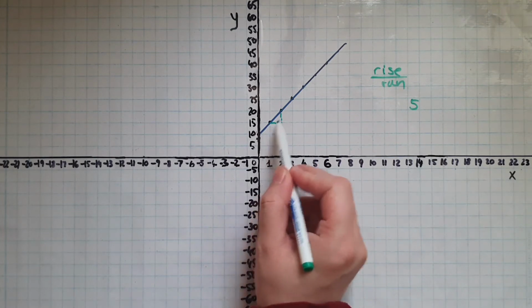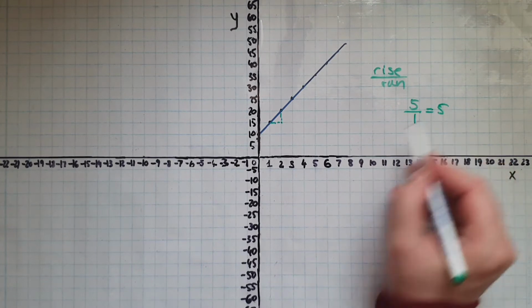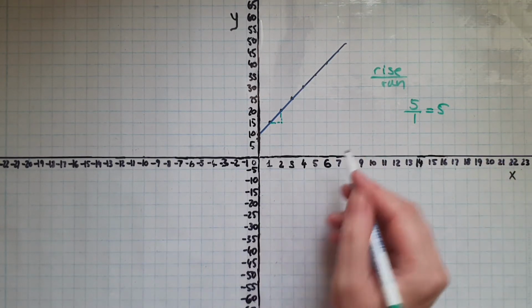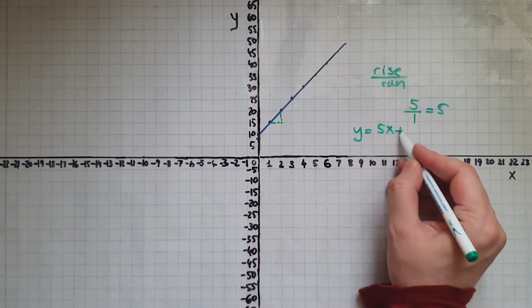It's 1 here, but not here. So 5 over 1, which is 5. So this would be y equals 5x plus 10.